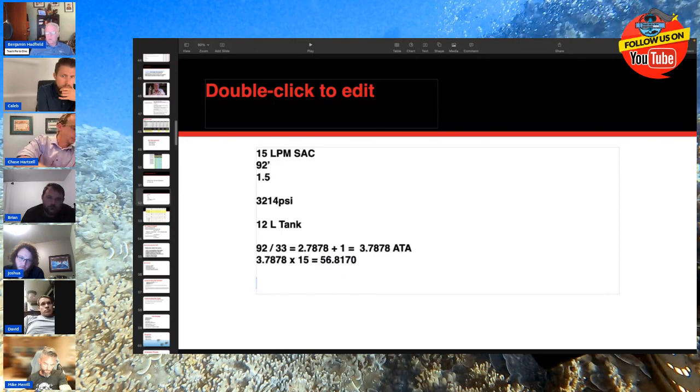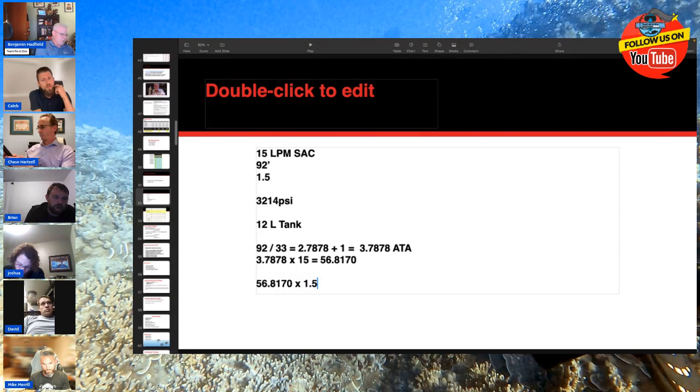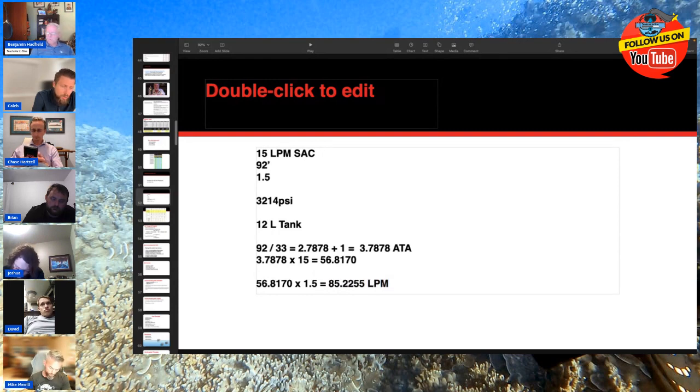56.8170. Now all we need to do is take that times 1.5. Oh, I messed it up. Equals 85.2255 liters per minute. That's my SAC rate at depth. Have I lost anybody here, or is everybody pretty much tracking what I'm putting down?